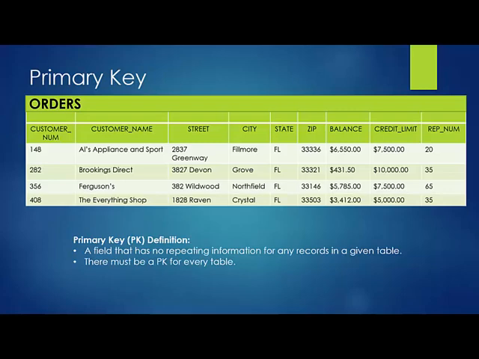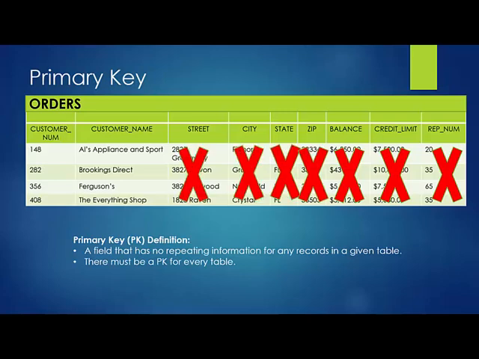Is there repeating data among the different rows? Yes, 35 appears in two rows, therefore it is not a good choice. Let's look at the credit limit column. 7,500 is listed twice, therefore it's not a good choice either. For the balance column, there is no repeating data, but two customers could potentially have the same balance, so it's not a good choice either. There are similar reasonings why street, city, state, and zip would not make good primary keys.